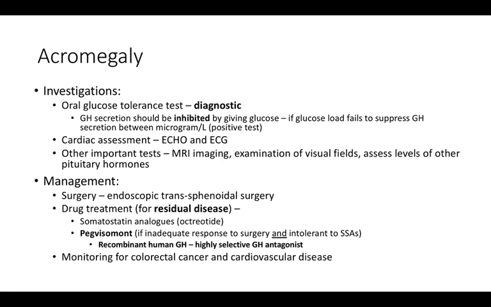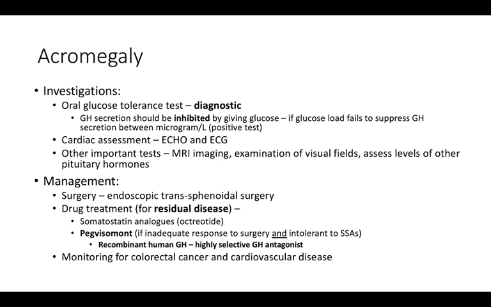So this is with somatostatin analogues such as octreotide and more recently pegvisomant. So pegvisomant is used in cases in which there's an inadequate response to surgery and the individual is intolerant to somatostatin analogues, due to the expense. So it's a recombinant human growth hormone, and it antagonizes the effects of growth hormone by blocking the growth hormone receptor.